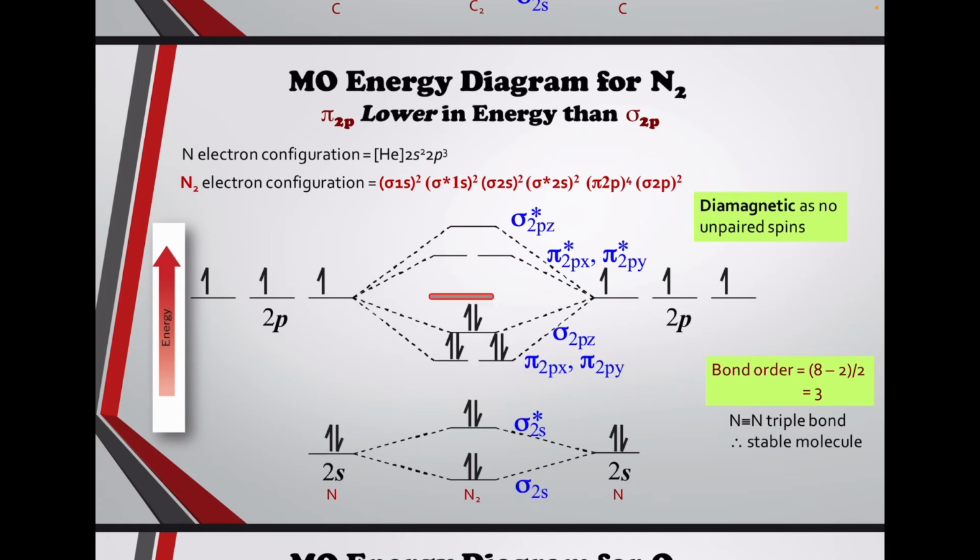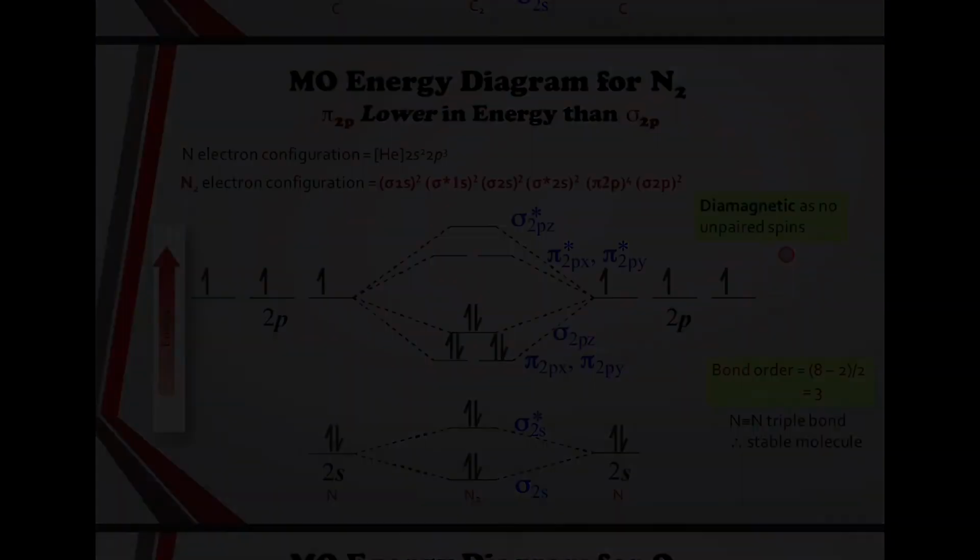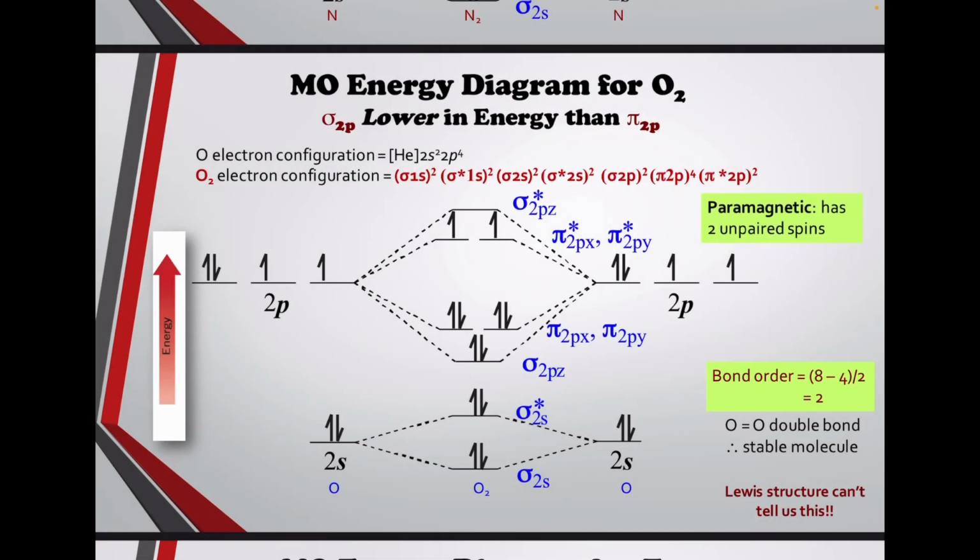So here we look at the N2 diagram. All paired electrons. So this is diamagnetic. Molecular orbital energy diagram for O2: sigma 2p is lower in energy than pi 2p. That means sigma 2p here is lower in energy than pi 2p. So you remember 1, 2, 2, 1.